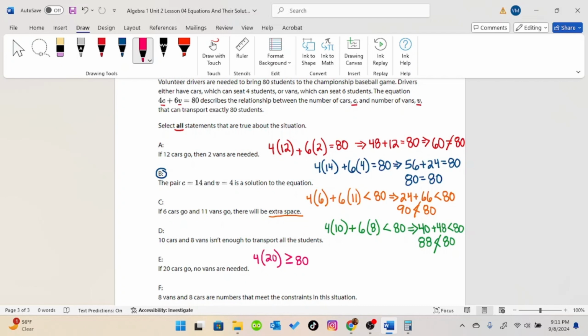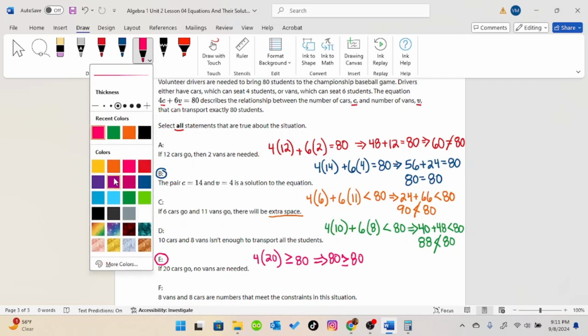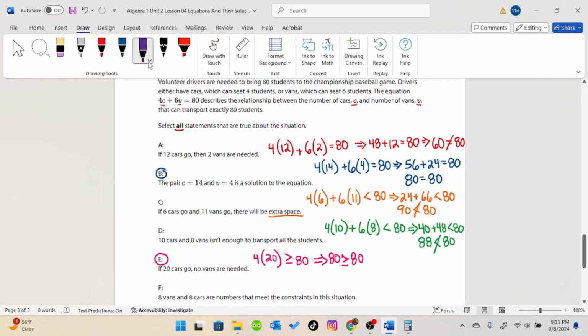4 times 20 is 80, and 80 is equal to 80, so E is a correct solution. If they have 20 cars, they don't need any vans to go.